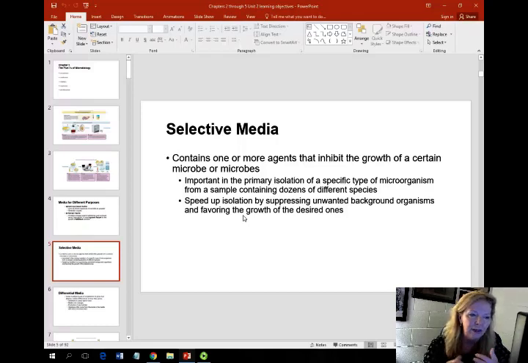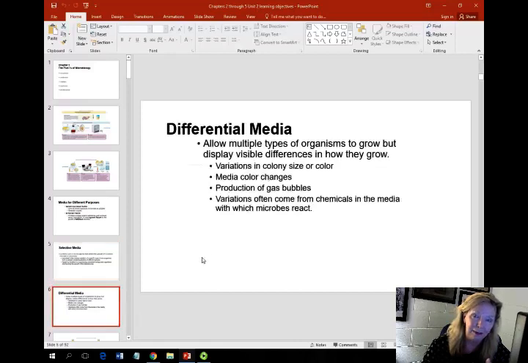We can use a lot of different things in doing that. We can make media selective by changing the pH of the media or adding certain sugars or certain antibiotics. So there are a lot of different ways that we can use media to select out those organisms. And again, the reason we do this is so that we can get to a definitive identification of that microbe as quickly as possible, so that the right treatment is happening as quickly as possible.